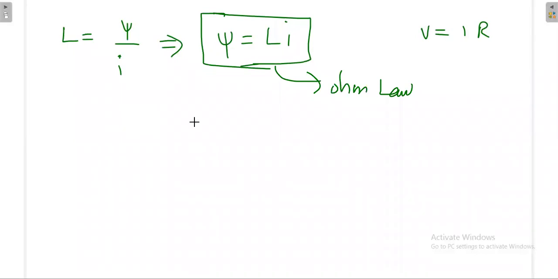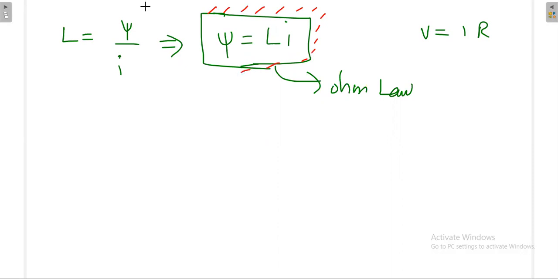It is also similar to Q is equal to CV. For a capacitor you also have one equation, Q is equal to CV, but we will use that equation more often, and this one only rarely. But please try to remember this: psi is equal to L into I.